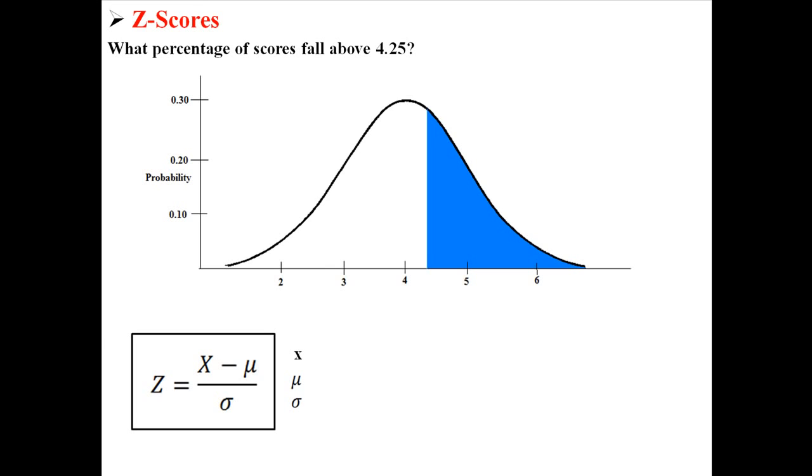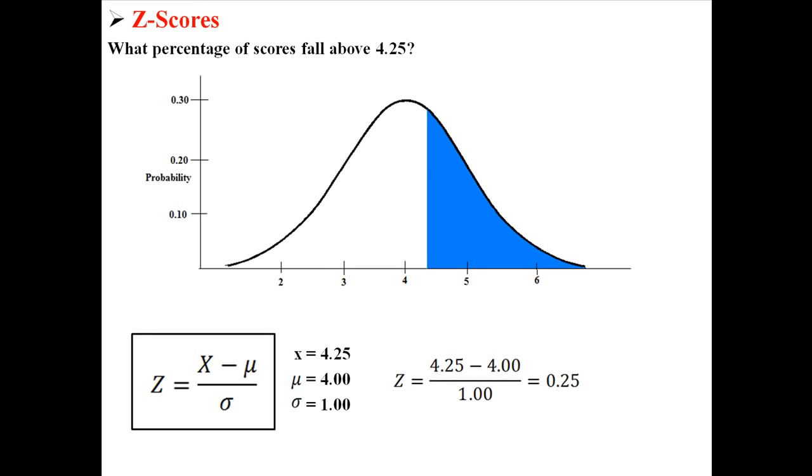So we're going to need to know x, we're going to need to know the population mean, and we're going to need to know the population standard deviation. Now, in this case, x is 4.25, because that's what I'm asking you about. What percentage of scores fall above that? And the population mean is 4. You can tell that from looking on the graph. 4 falls within the center. And you can also tell that the standard deviation is 1 because that's the distance between each standard deviation from the mean. So I can put all those things together and calculate a z.